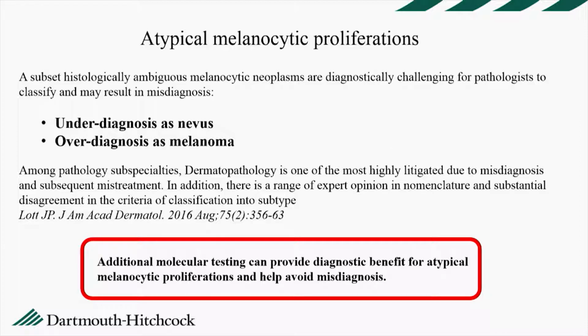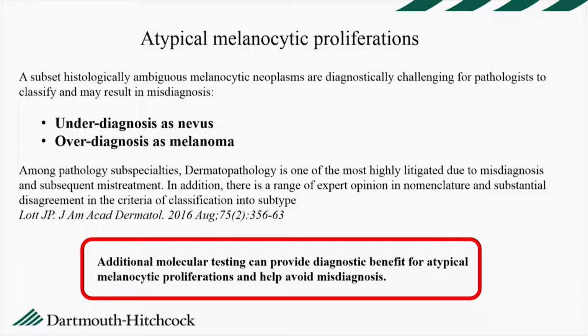Most melanomas indeed can be distinguished from melanocytic nevi by light microscopy, and this still remains a diagnostic gold standard. However, a subset of histologically ambiguous melanocytic neoplasms are diagnostically challenging for pathologists to classify and may result in misdiagnosis. Indecision can result in underdiagnosis as a nevus, or indeed overdiagnosis as a melanoma. And in turn, this can lead to unnecessary patient anxiety and unnecessary excessive cosmetic alterations for patients with relatively indolent or benign lesions.